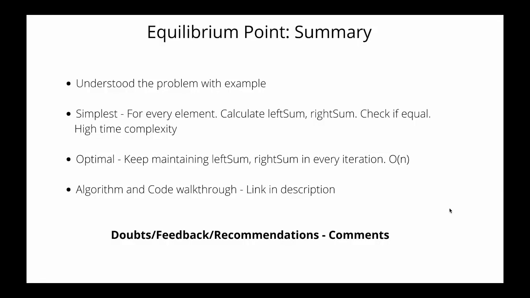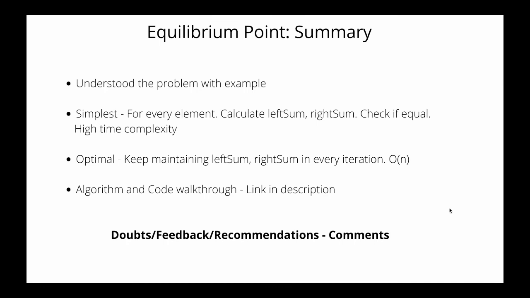To summarize, we first tried to understand the problem very clearly with an example. Then we thought of the most simple approach that we can come up with. We thought that we can take every element one at a time, and for every element we calculate sum to the left, we calculate sum to the right, and we check if that is equal. But then we realized that this takes big O of n square time complexity. So to optimize that, we thought that why don't we maintain a left sum and a right sum?